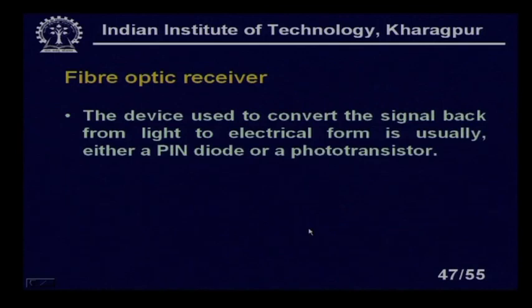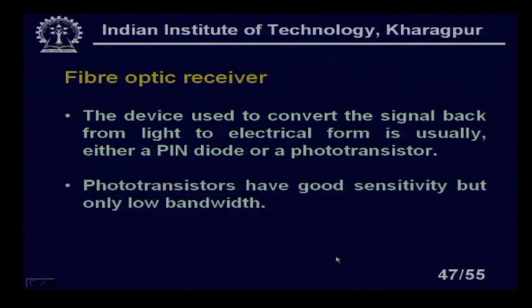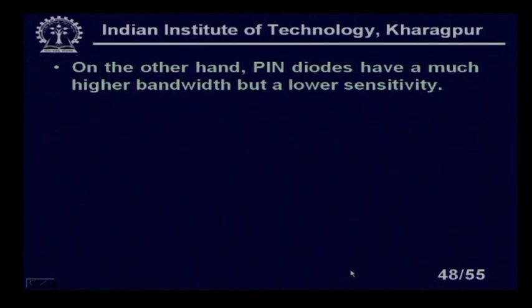Fiber optic receivers, devices used to convert the signal back from light to electrical form, are usually either a PIN diode or a phototransistor. The PIN diode is more popular. Phototransistors have good sensitivity but only low bandwidth. The bandwidth of the phototransistor is very small. On the other hand, PIN diodes have a much higher bandwidth but a lower sensitivity.